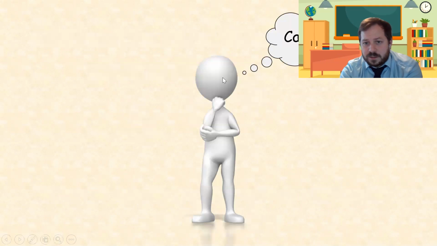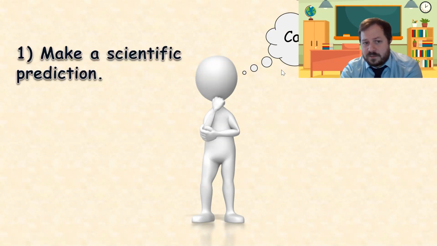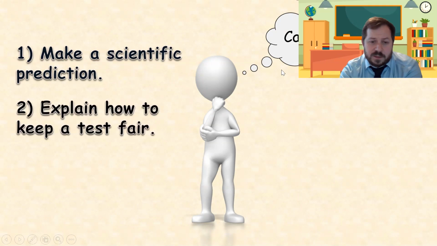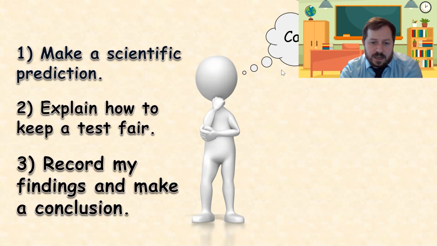And things that we need to think about. So can I make a scientific prediction? Can I explain how to keep a fair test? And can I record my findings and make a conclusion? So when we're writing up a science investigation, these are the things we have to think about.